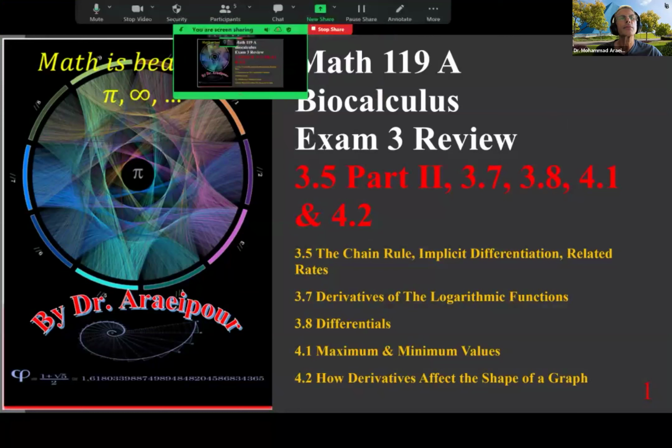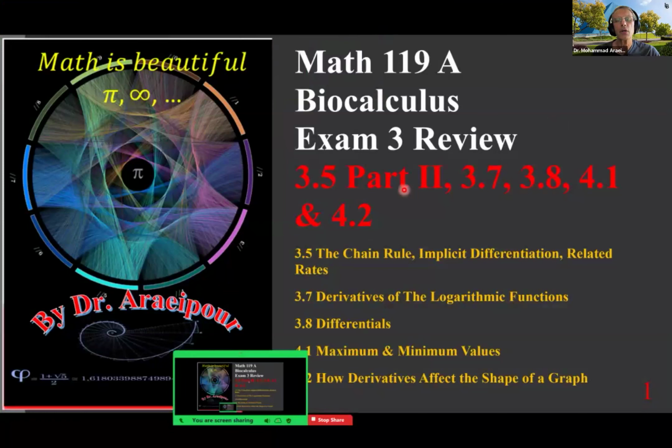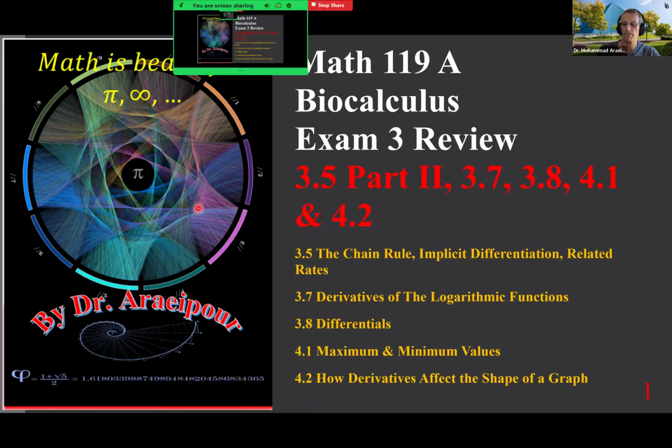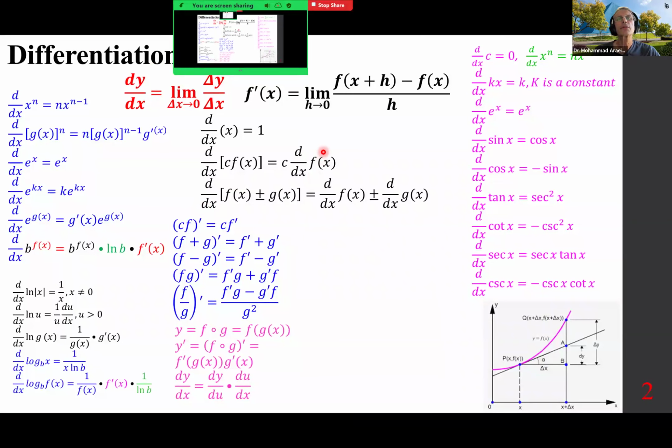We are looking at exam 3 review covering section 3.5, the chain rule, implicit differentiation, related rates, 3.7, derivatives of the log functions, 3.8, differentials, 4.1, maximum and minimum values, and 4.2, how derivatives affect the shape of a graph. First, we have a lot of differentiation formulas we should be very comfortable with.